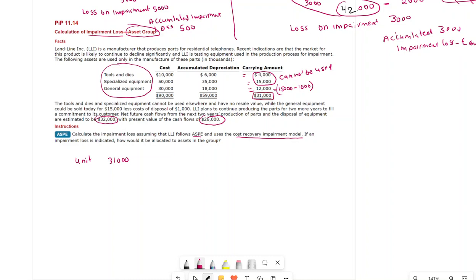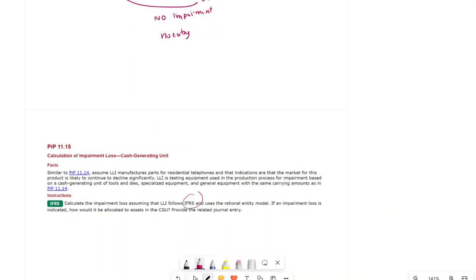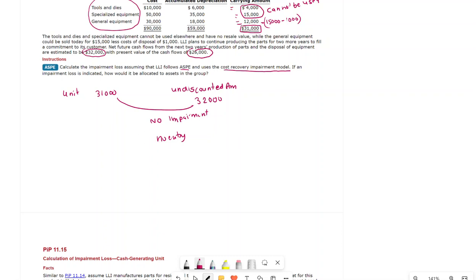Then we need to compare it to the undiscounted amount to see if there is an impairment. In this case the undiscounted net future cash flow is your 32,000. Are they impaired? No, they are not impaired. If there's no impairment, there's no entry. Did they ask us to do it under IFRS? Yes, they did. So we're going to do the next part of the question right there under the rational entity method. Under ASPE, if the company was following the ASPE standard, there's no entry.